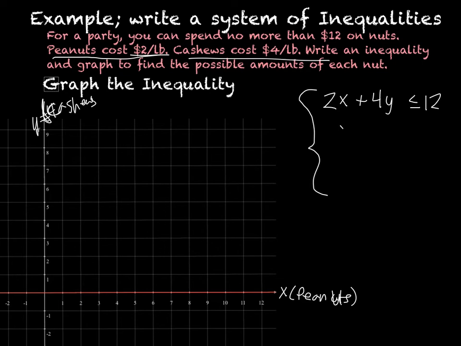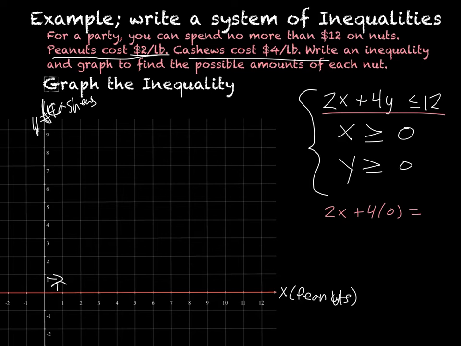Alright, and then I know again I can't have a negative number, so x has to be greater than or equal to 0 and y has to be greater than or equal to 0. And then I solve right there. So 2x plus 4 times 0 equals 12. So I divide by 2, and x equals 6. So I'm going to plot that.